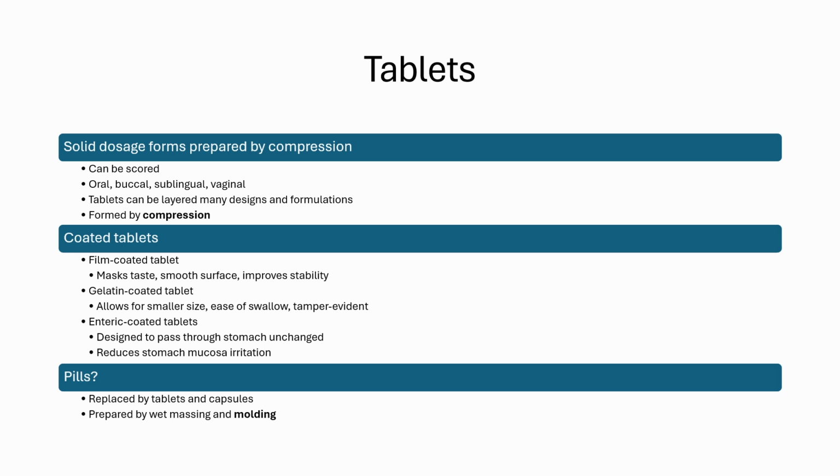Film-coated tablets mask the taste, they provide a smooth surface, and they improve stability. Gelatin-coated tablets allow for smaller size, ease of swallowing, and make it easier to detect if they've been tampered with. Enteric-coated tablets are designed to pass through the stomach unchanged. This reduces stomach mucosa irritation. What about pills? Well, pills have been replaced by tablets and capsules. Pills were previously prepared by wet masking and molding.